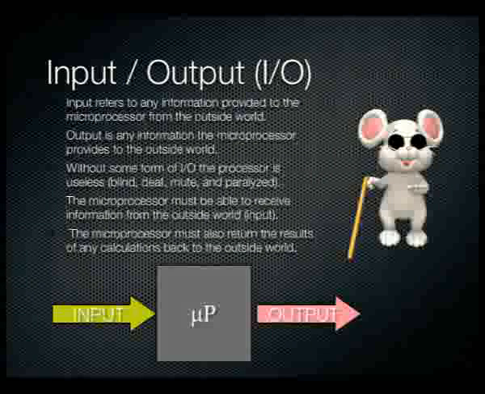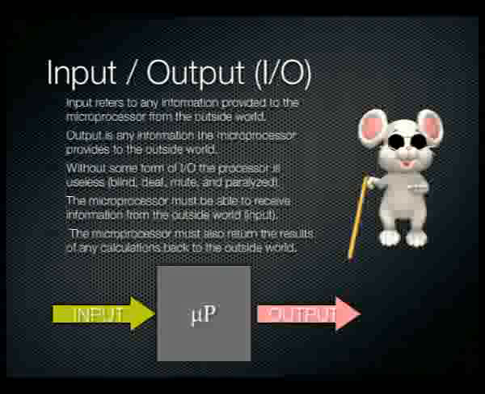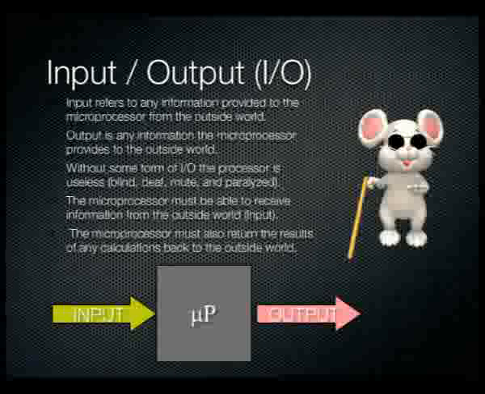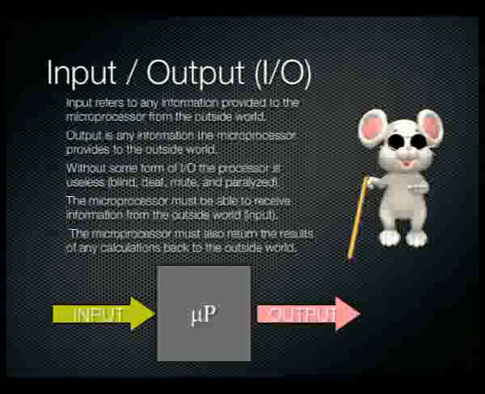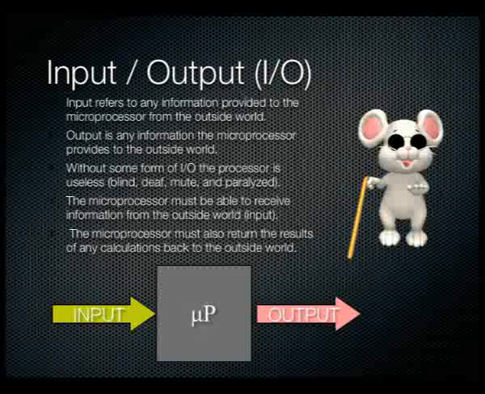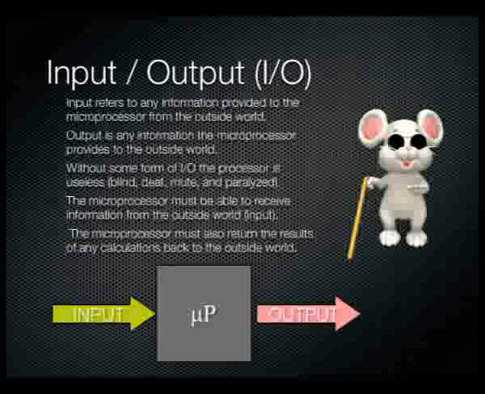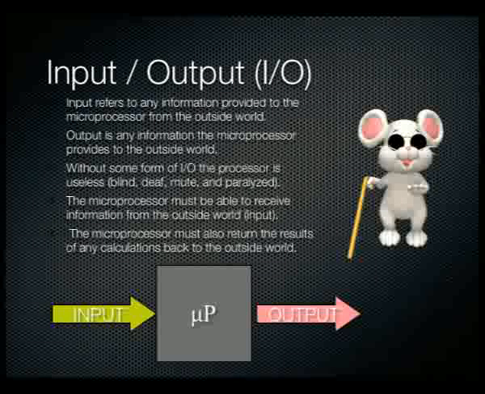So, what is input and output? Input refers effectively to any information provided to the microprocessor from the outside world. So, any sort of stimulus from the outside world that we're using inside our processor is considered to be input. Output, of course, is any information that we pass from the microprocessor back to that outside world.